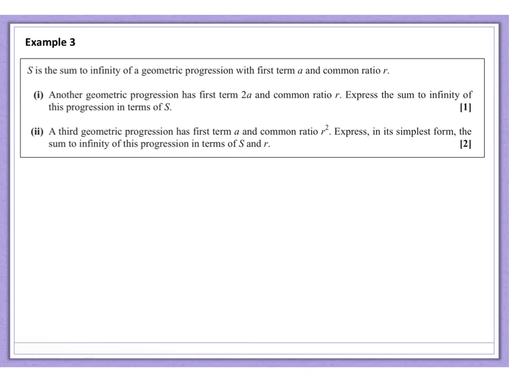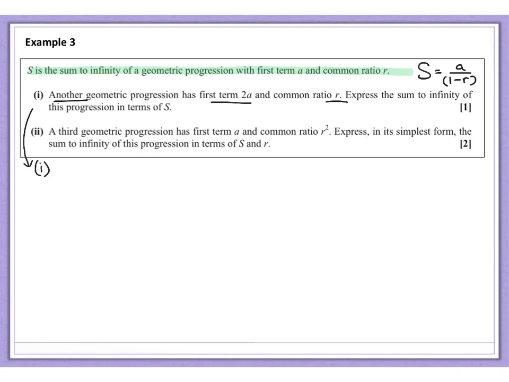So, question 3. S is the sum to infinity of a geometric progression with first term a and common ratio r. So S, in this case, equals a over 1 minus r. Another geometric progression has first term 2a and common ratio r. Express the sum to infinity of this progression in terms of S.